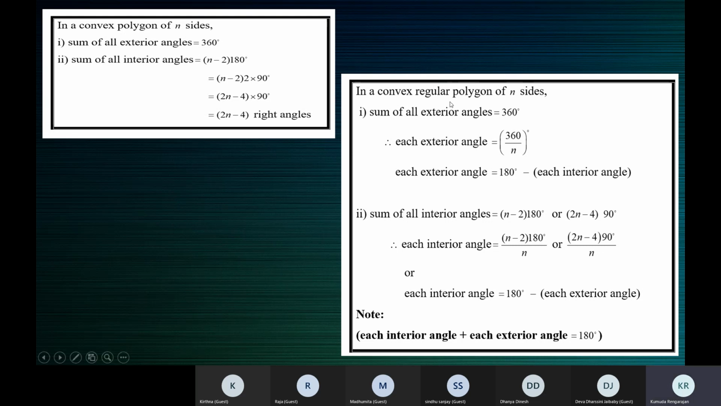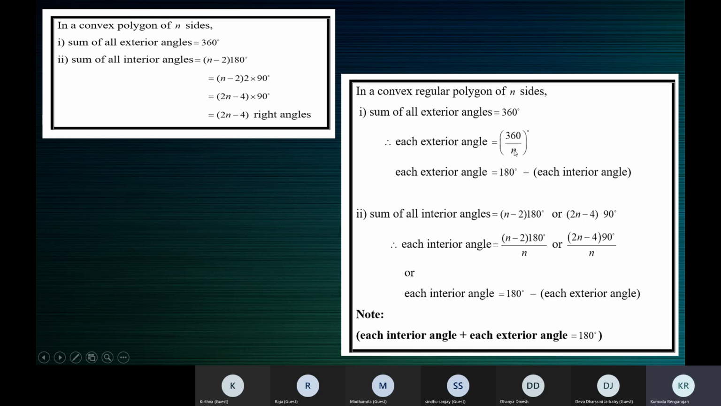So talking about a regular polygon, we know that the sum of all the exterior angles, like we saw here, is 360. But since it's a regular polygon, each exterior angle will be equal to 360 by n because they would have divided 360 equally. In that polygon, 360 degrees would have been divided equally among all the angles because it's regular. So 360 by n. Why do we use n always? N is the number of sides.